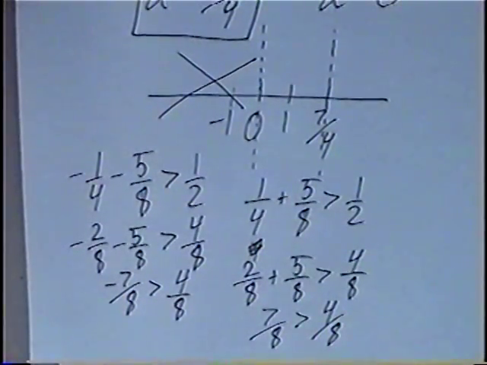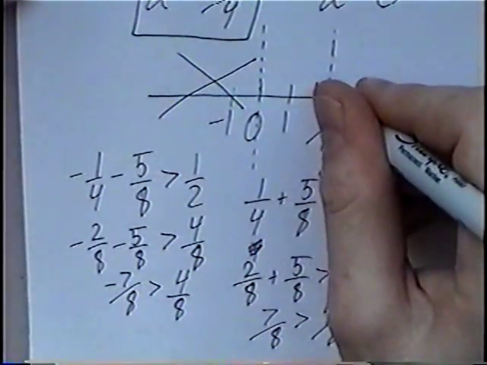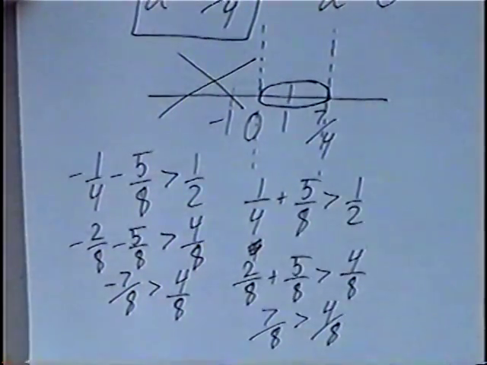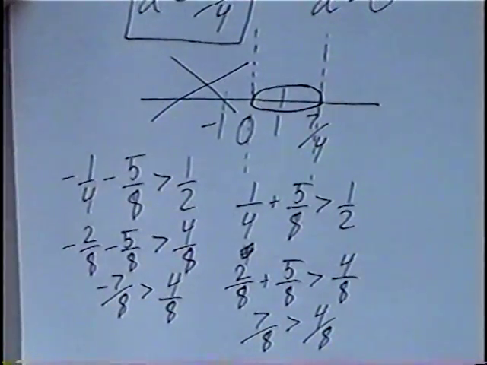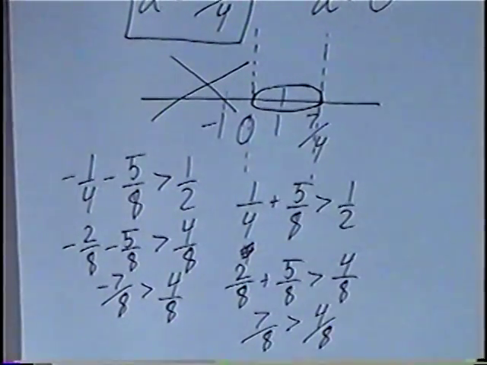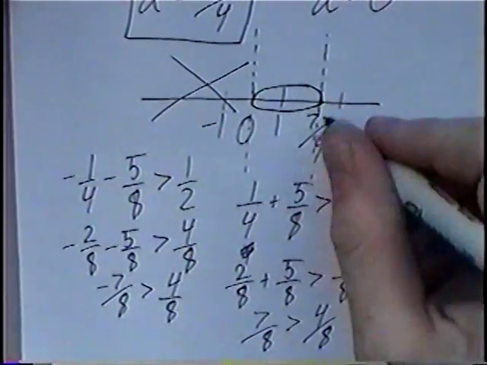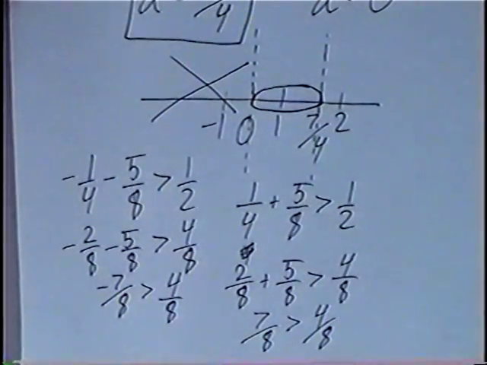7/8 is greater than 4/8, which means in our solution we can circle the numbers between 0 and 7/4, which will work as solutions. And the last section, numbers bigger than 7/4. We can pick any number that is greater than 7/4. The next whole number that we could use would be 2.